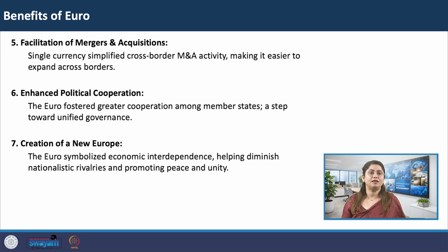Finally, on a deeper level, the euro symbolized something profound: economic interdependence and shared identity. The idea was that if European countries were economically together, sharing the same currency, requiring each other's markets, dependent on each other's prosperity, then nationalistic rivalries would diminish, and peace and cooperation would be reinforced. The euro was in many ways seen as a tool for ensuring peace in Europe.